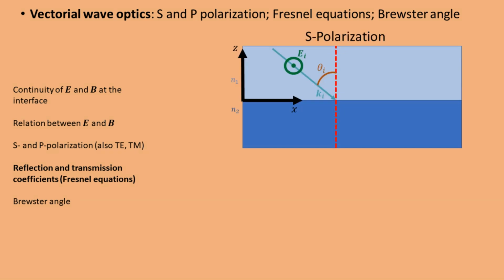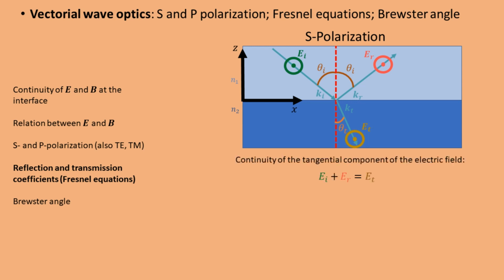We have some incident wave vector Ki, electric field Ei, which is polarized along the interface and which hits the interface at an angle of incidence theta I. Similarly, we can define the reflected wave vector Kr with electric field Er and a transmitted wave vector Kt and transmitted electric field Et. Notice that all these electric fields are tangential to the interface, so from the continuity of the tangential component of the electric field, it follows that the amplitudes of the incident and the reflected field added together should equal the amplitude of the transmitted field.